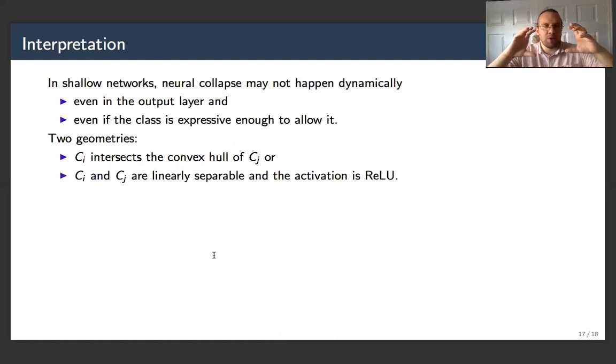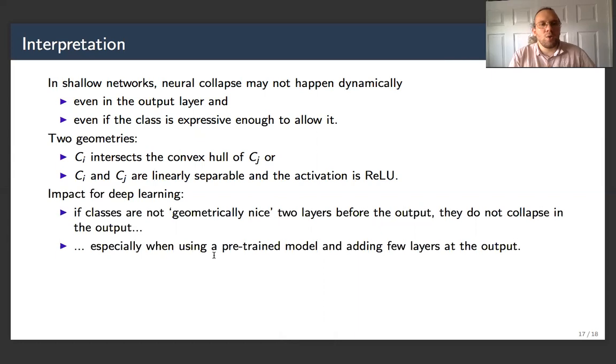There are 2 geometries which seem to prevent that. One of them is if the classes are not linearly separable. And the other one is if they are linearly separable, but the activation function is ReLU, then we don't see the output becoming constant on these classes. So in deep learning, if the classes are not geometrically nice 2 layers before the output, then they do not collapse in the output layer either. And especially when using a pre-trained model and we just add a few layers, then it is important to wonder whether we actually do see neural collapse.